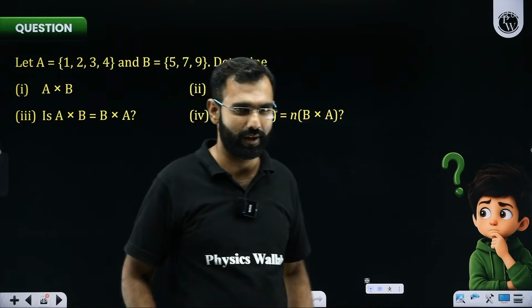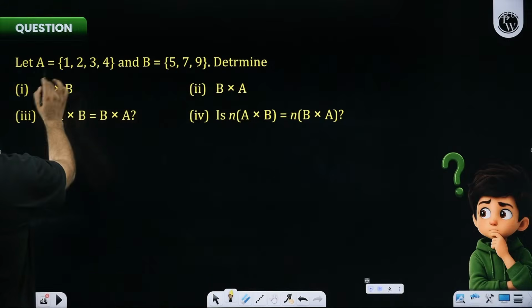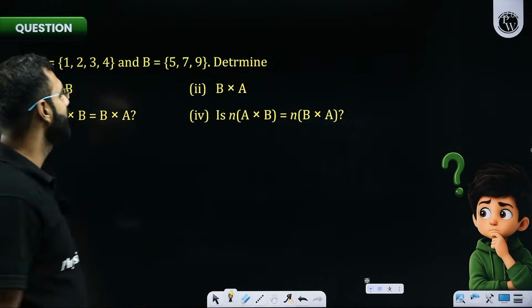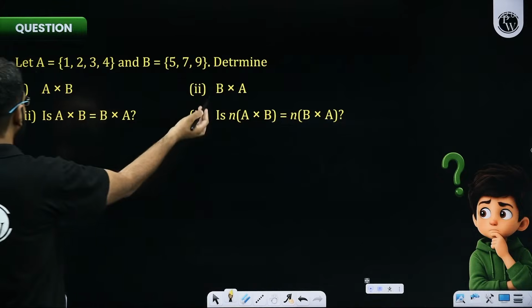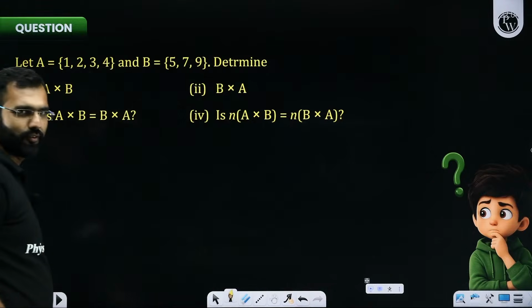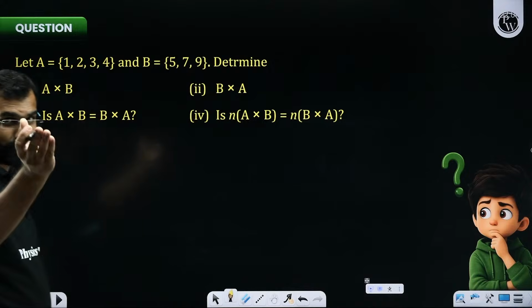Shall we resume, everyone? Are you all there? With this, if I get back to this, I am told set A is given by 1, 2, 3, 4, set B is given by 5, 7, 9. And then we needed to determine A cross B, B cross A, and whether A cross B and B cross A are equal. First of all, can somebody quickly tell me A cross B? Some of you have already written it.